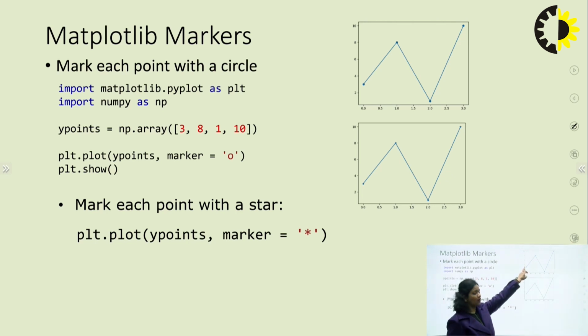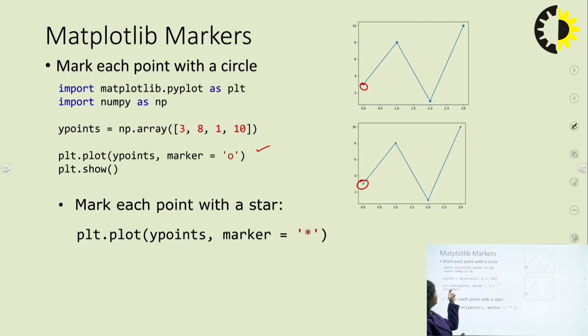If we have to show a point with O, then we are going to use a marker O, and if we have to draw points with a star, in this graph the marker will be shown as a star. So for this, what are the changes in the program? Import matplotlib, numpy as np, y points. We are going to use default x points 0, 1, 2, 3 and so on. np.array, we are going to use an array for y points only: 3, 8, 1, 10.